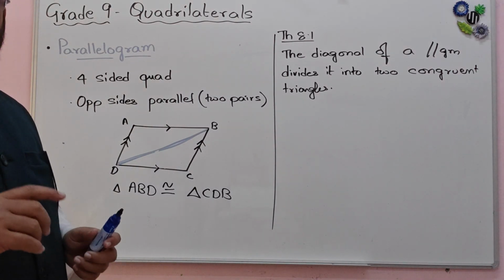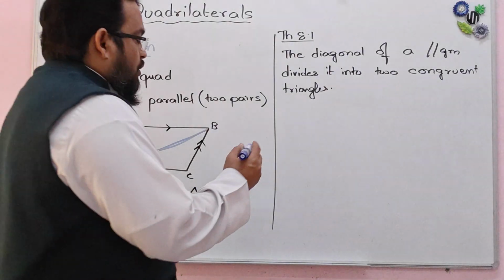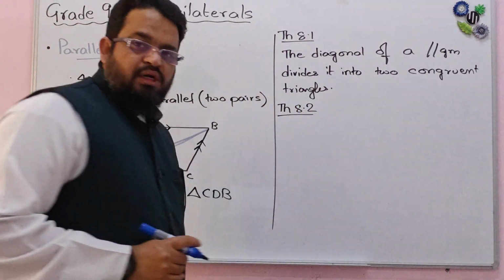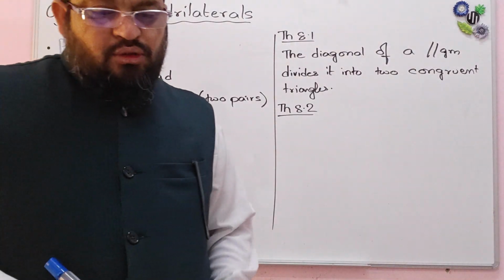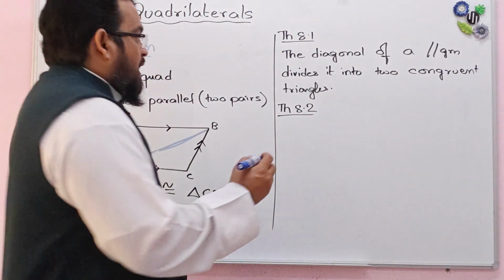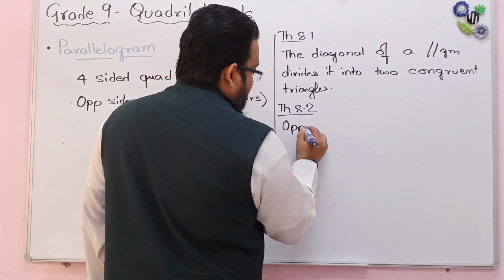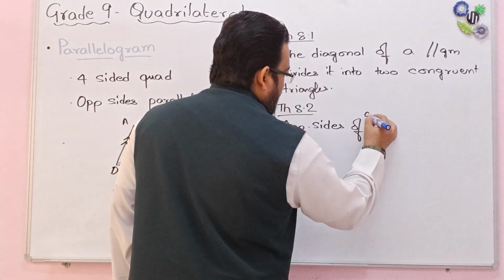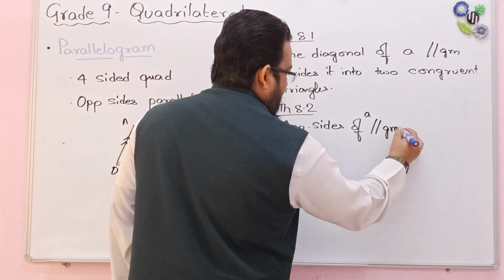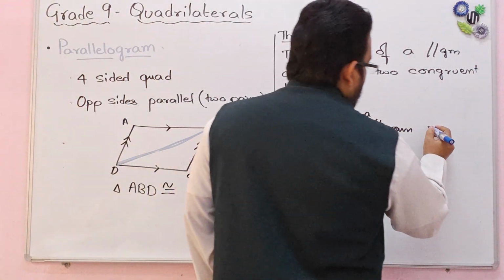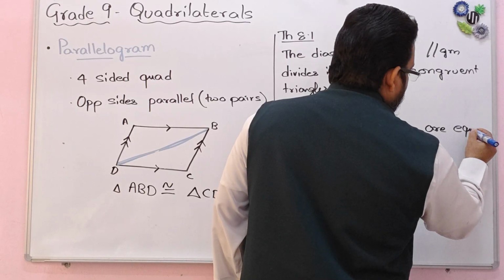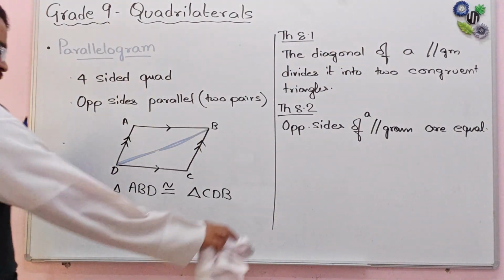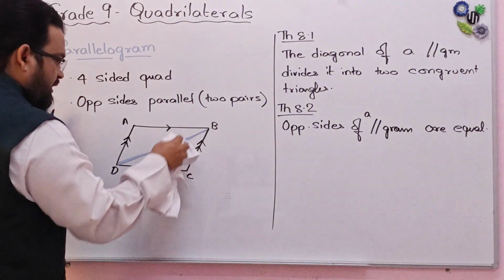Now let us see the next one. It comes in theorem 8.2. So what does theorem 8.2 state? Theorem 8.2 states that opposite sides of a parallelogram are equal. Opposite sides of a parallelogram are equal. Now I hope you have written it, so I am erasing it.